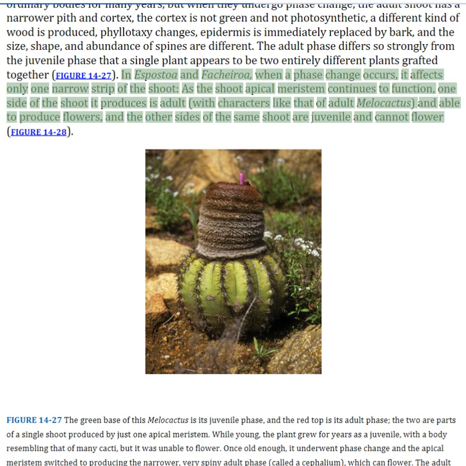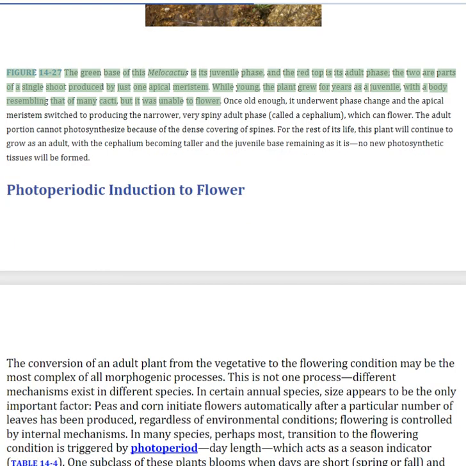shoot. As the shoot apical meristem continues to function, one side of the shoot it produces is adult and able to produce flowers, and the other sides of the same shoot are juvenile and cannot flower. Figure 14.27. The green base of this Melocactus is its juvenile phase, and the red top is its adult phase. The two are parts of a single shoot produced by just one apical meristem.